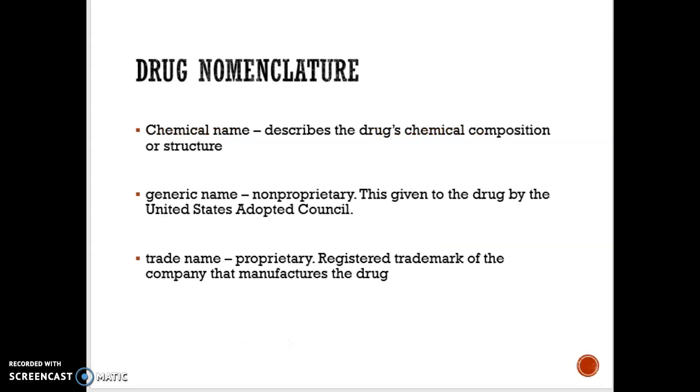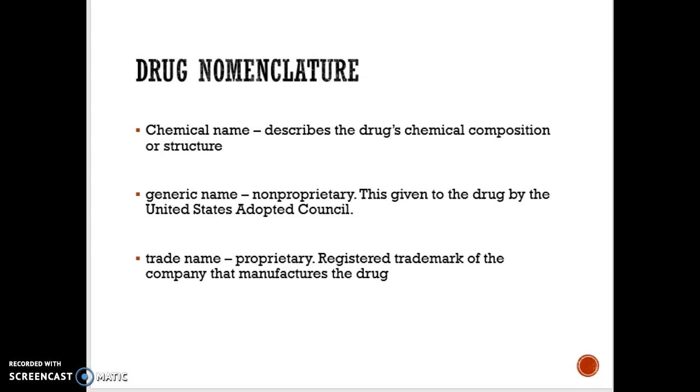Let's talk a moment about drug nomenclature. There are three ways that drugs are named. All drugs have all three of these names. You have the chemical name, which describes the drug's chemical composition, their structure. You will also have the generic name. Now, this is non-proprietary, meaning that no one owns it. This is the name given to the drug by the United States Adopted Names Council. Then we have the trade name. You'll recognize this as a proprietary name. It's a registered trademark of the company that manufactures the drug.